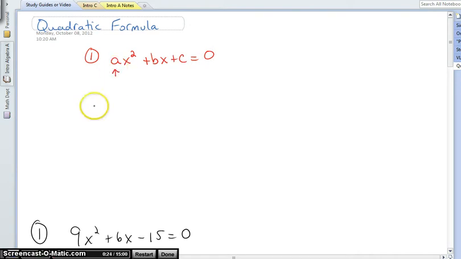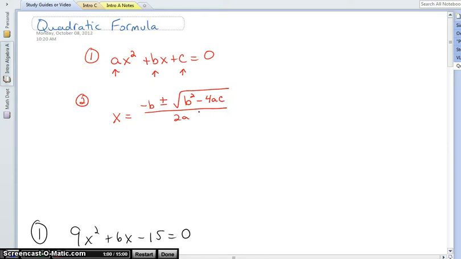The a variable is the coefficient of the x squared. The b variable is the coefficient of the x, and the c variable is the constant. It's just the number. Second of all, the formula is x equals the opposite of b plus or minus the square root of b squared minus 4ac all over 2a. It's going to be helpful if you write that formula down every time.